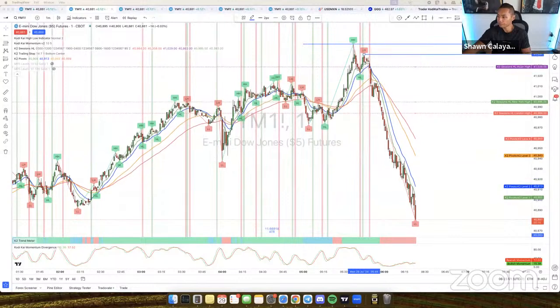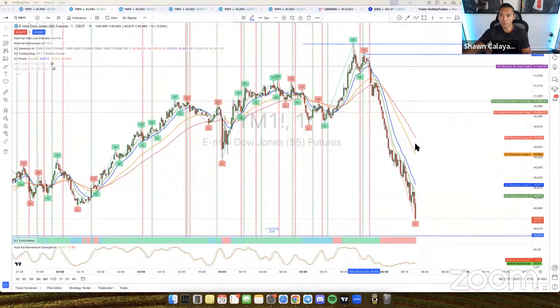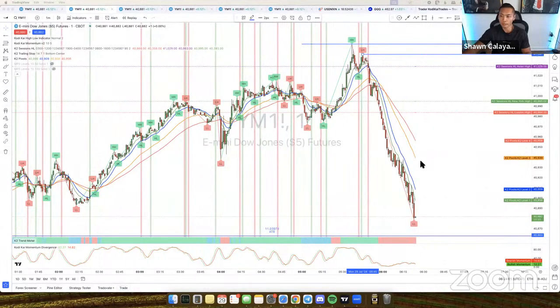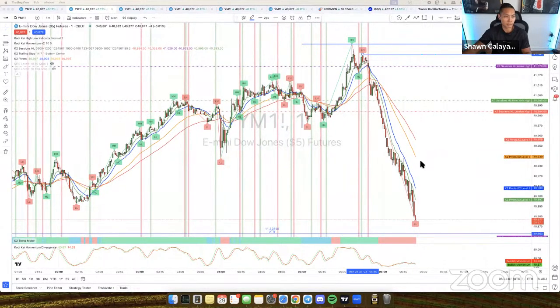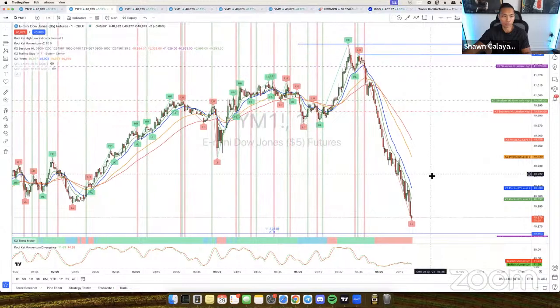Market's going to open in about 7 minutes. So I marked up liquidity over here. Closest level of liquidity above is at 41,041, and the closest level below is at 40,863. So those are the two closest levels of liquidity right there.